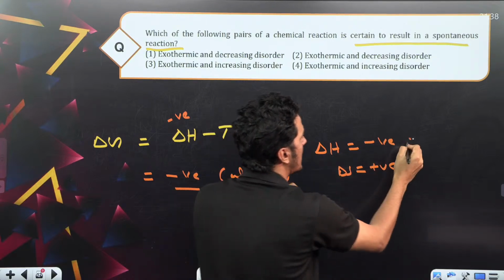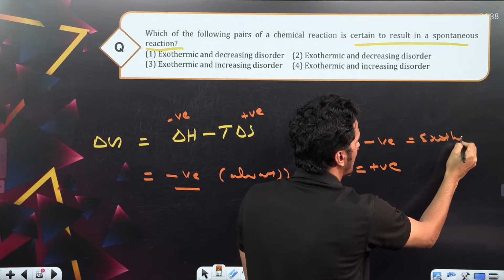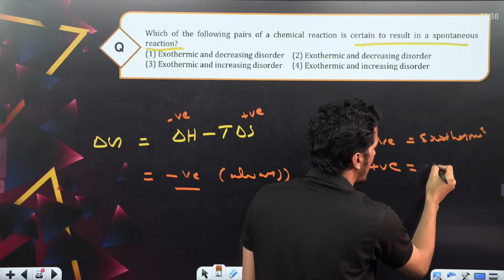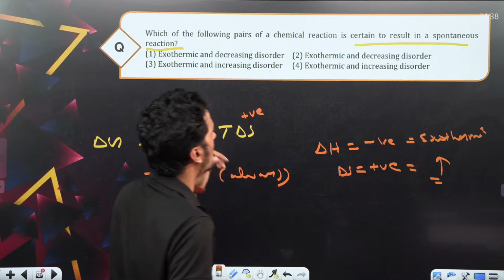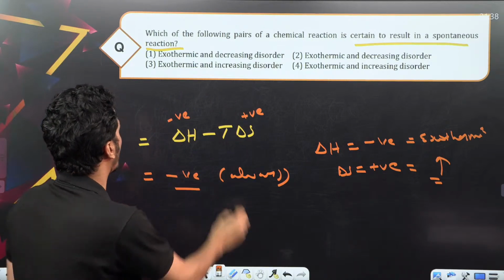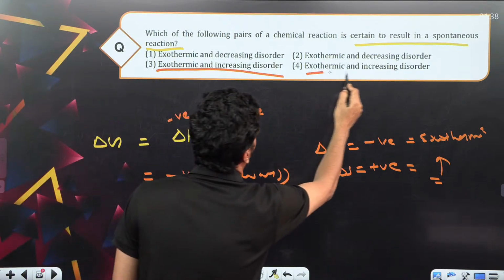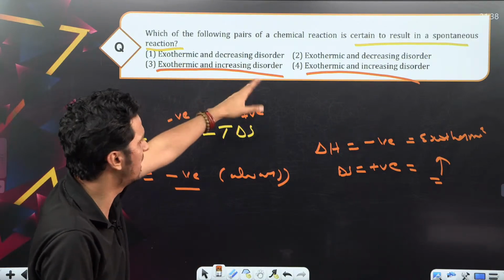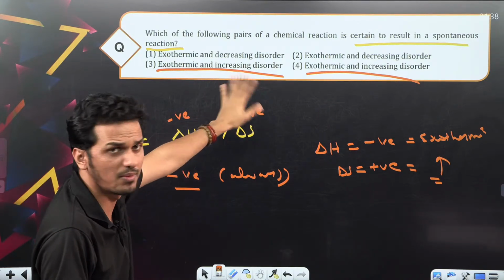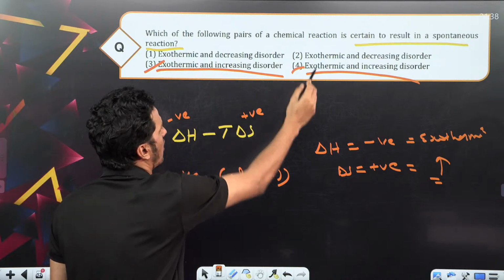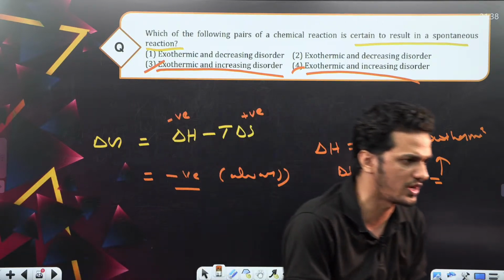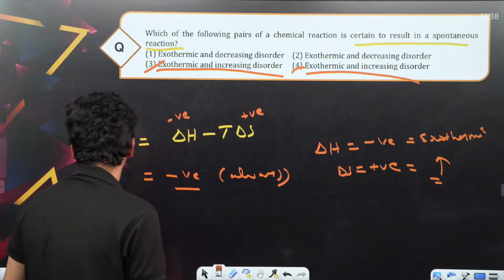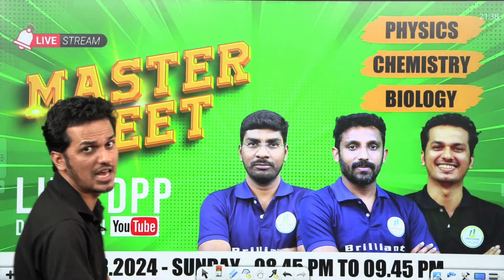Delta H negative means exothermic, and delta S positive means entropy increases, disorderness increases. So exothermic and increasing disorder. The third option as well as the fourth option are similar. I think there are some mistakes, but anyhow in the question they both are similar, so we can choose either 3 or 4. Both are the same only. That's all guys, that's the questions.